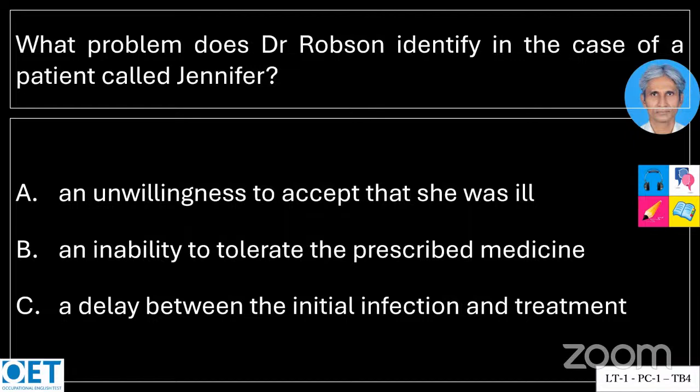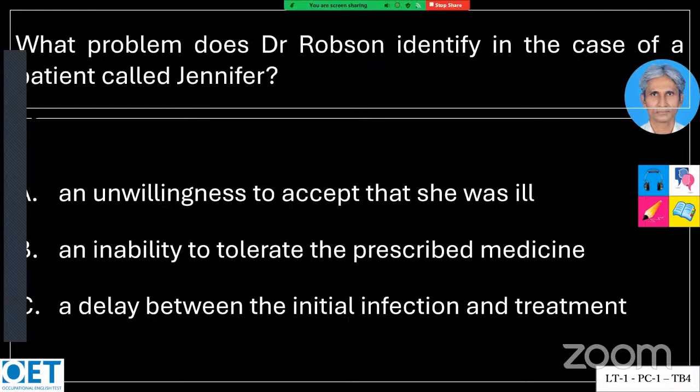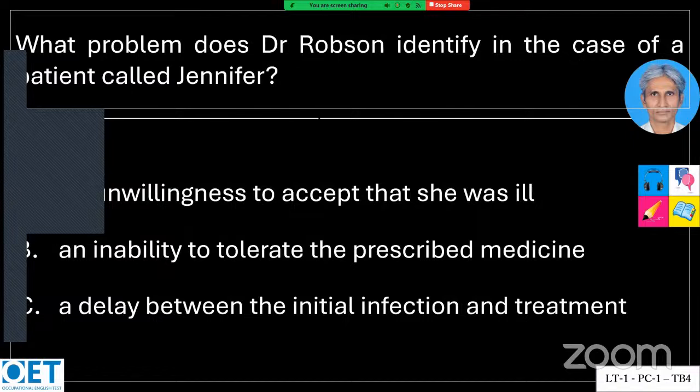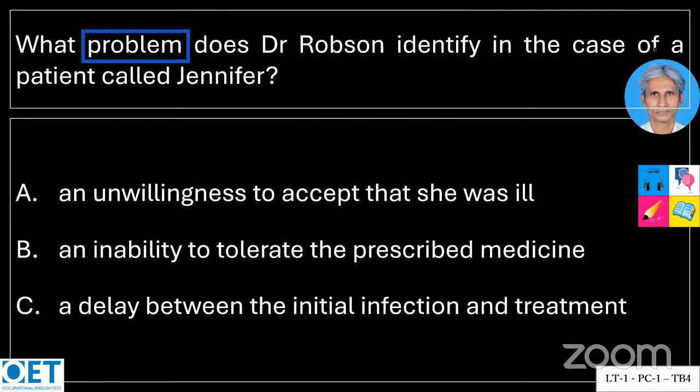Now let us study this question. What is the problem that Dr. Robson identified in the case of the patient called Jennifer? What is Jennifer's problem? An unwillingness to accept that she was ill. So the problem is with her. She is not ready to accept. She is not willing to accept. The problem is with Jennifer.